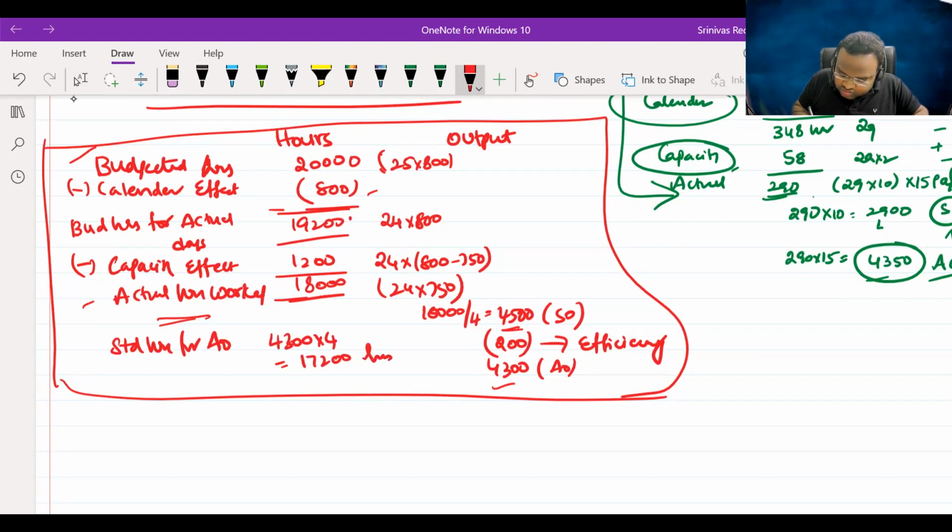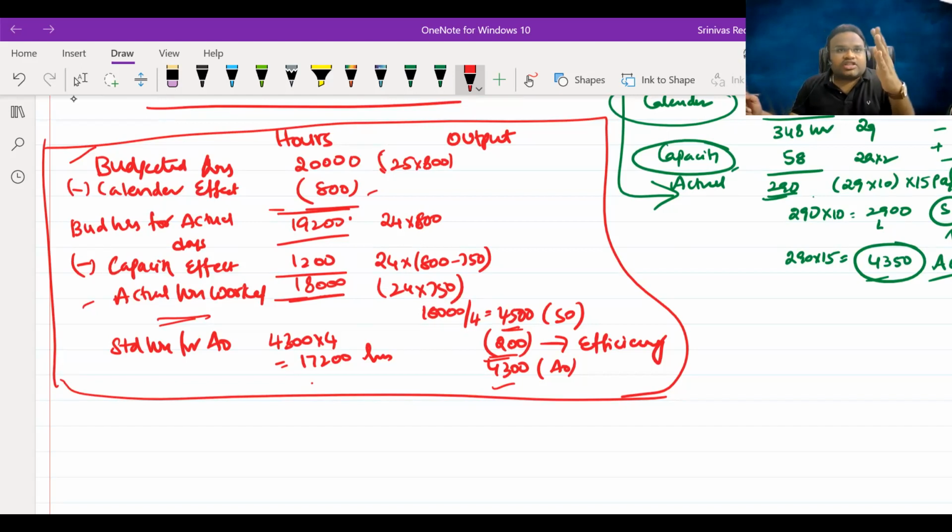17,200 hours. So 18,000 and 17,200 is your efficiency. Or you can calculate how many units you have lost because of efficiency. 200. Each unit will take how many hours? 4 hours. 200 into 4. How much amount? Same 800. 18,000 minus 17,200. Multiple ways to understand this logic.